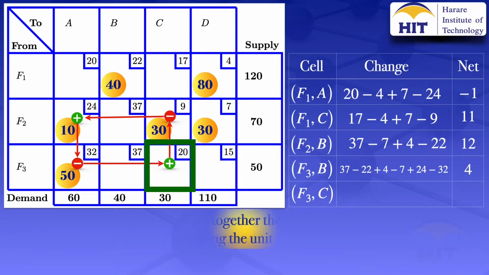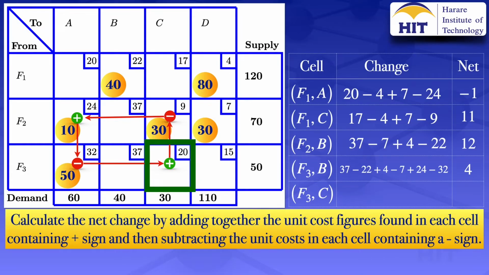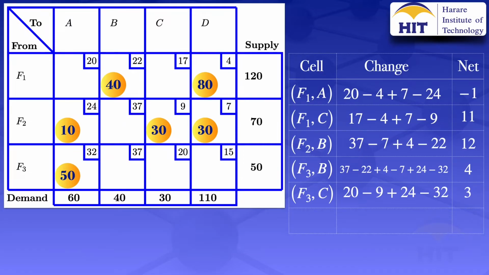We then go on and calculate the net change by adding together the unit cost figures found in each cell containing the positive sign, then subtracting the unit cost in each cell containing a negative sign. So the change there will be 20 minus 9 plus 24 minus 32, and that will give us a net change of 3. We now move on to the next unoccupied cell. It is this cell here, cell F3D.